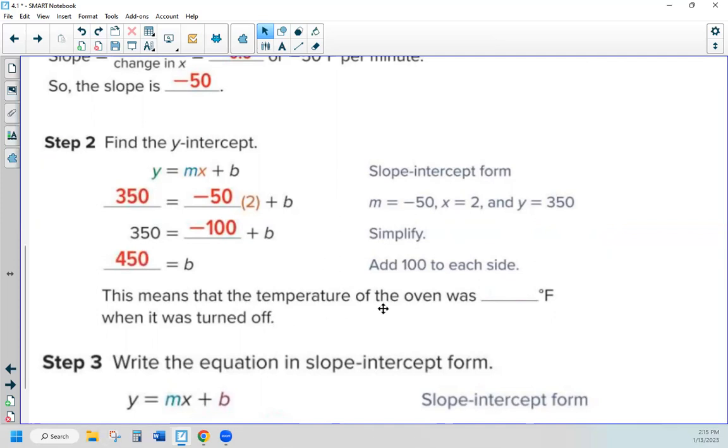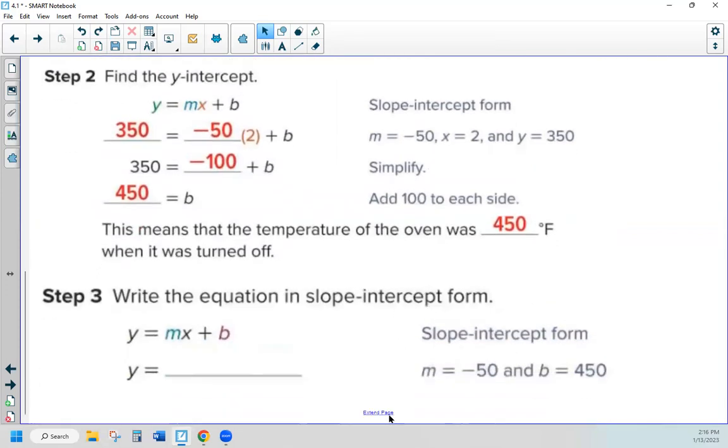This means that the temperature in the oven was 450. This means that the temperature of the oven was 450 degrees Fahrenheit when it was turned off. Okie dokie artichoke.